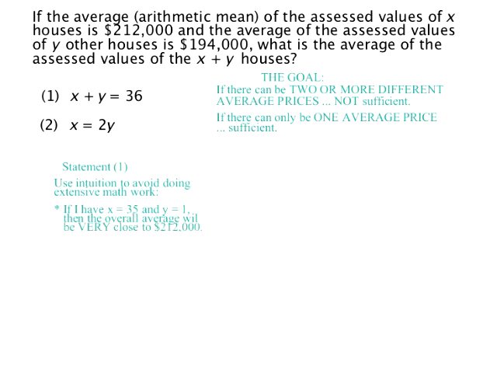But conversely, if I have X is 1 and Y is 35, then my average is going to be very close to whatever the Y price is.